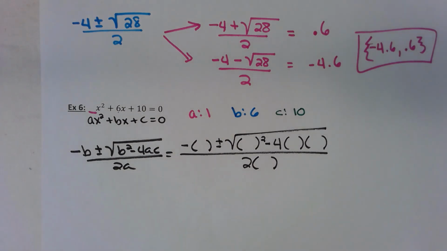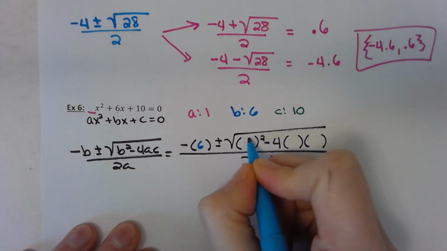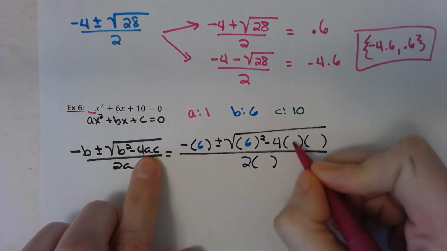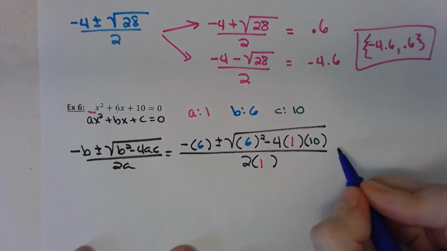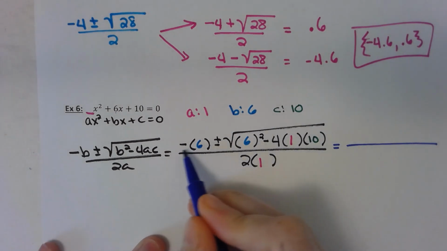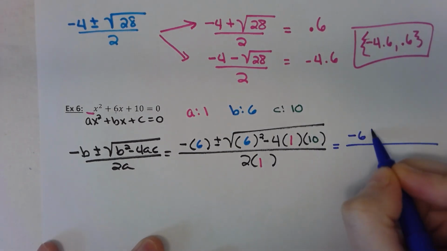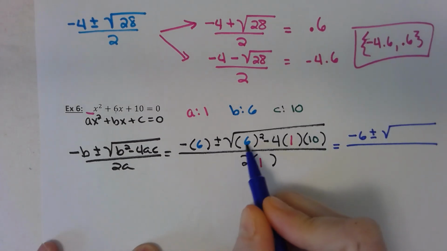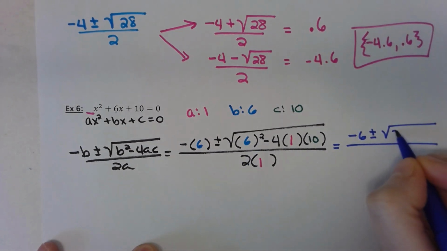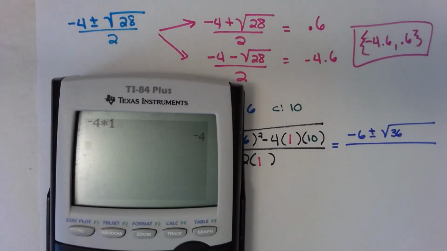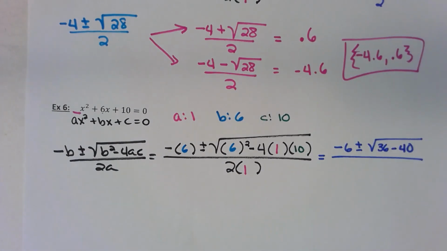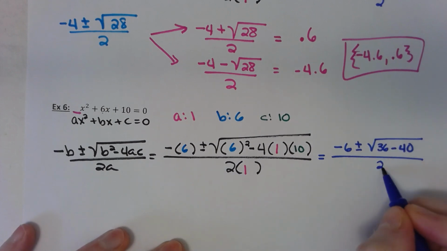Okay, so my b value is 6, goes here and here. My a value is 1, I put that here and here. And my c value is 10. So now we need to simplify in the next step. I've only got one negative sign in front of my 6, so that's just negative 6 plus or minus the square root. Now 6 squared means 6 times 6, so that is 36. As far as the other numbers go, you've got a negative 4 times 1 times 10, which gives us minus 40. And on the bottom row, 2 times 1 gives me 2.